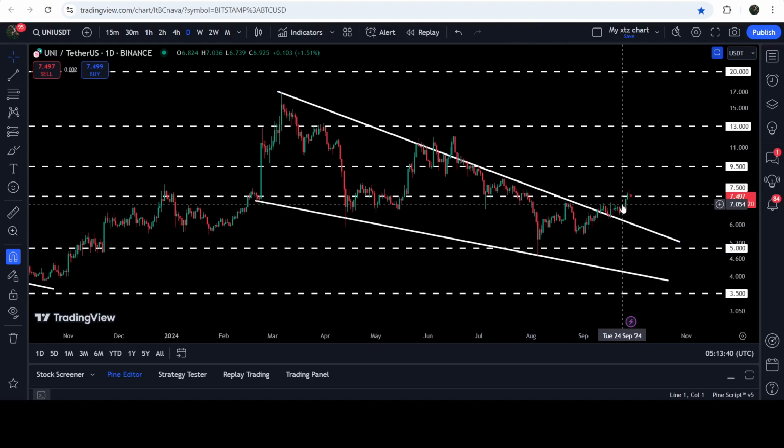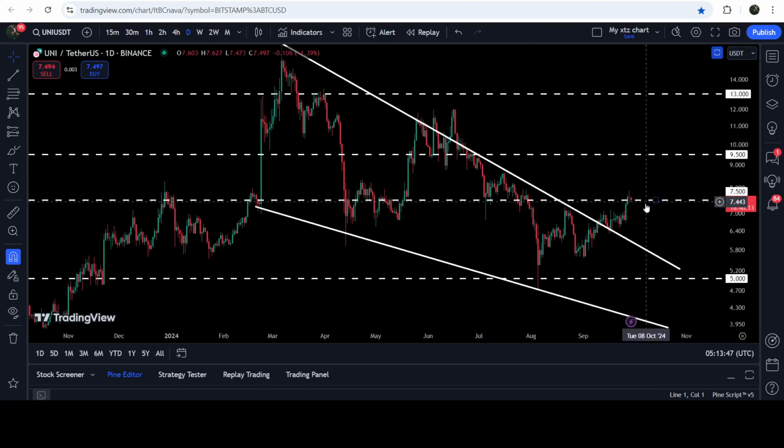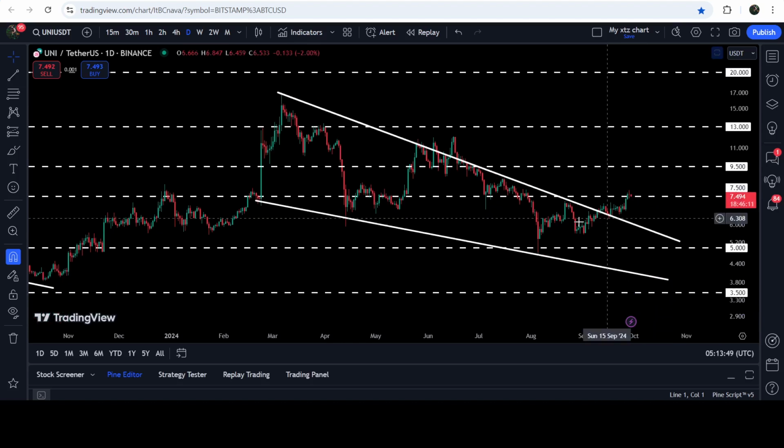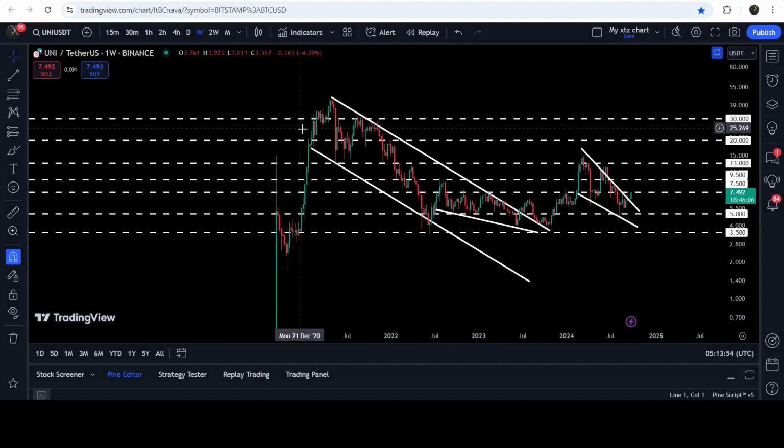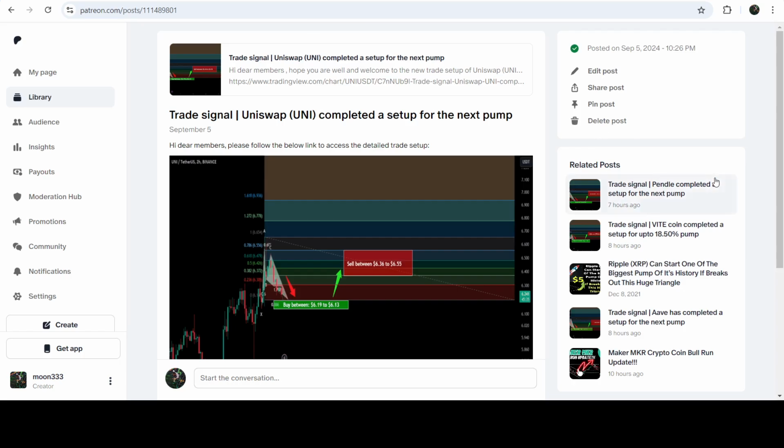Right now, the price for a while broke out this long-term resistance of $7.50, and now it is retesting the previous resistance as a support. And in today's video, we will analyze this move, and I would also like to show you once again this very massive breakout that happened on the 7-day time frame chart from this big and long-term down channel and from this falling wedge pattern as well. And I would also like to share with you my most recent trade signal for Uniswap that I shared a few days ago on 5th of September 2024 with my members. And so far, this signal has produced almost 29% pump.